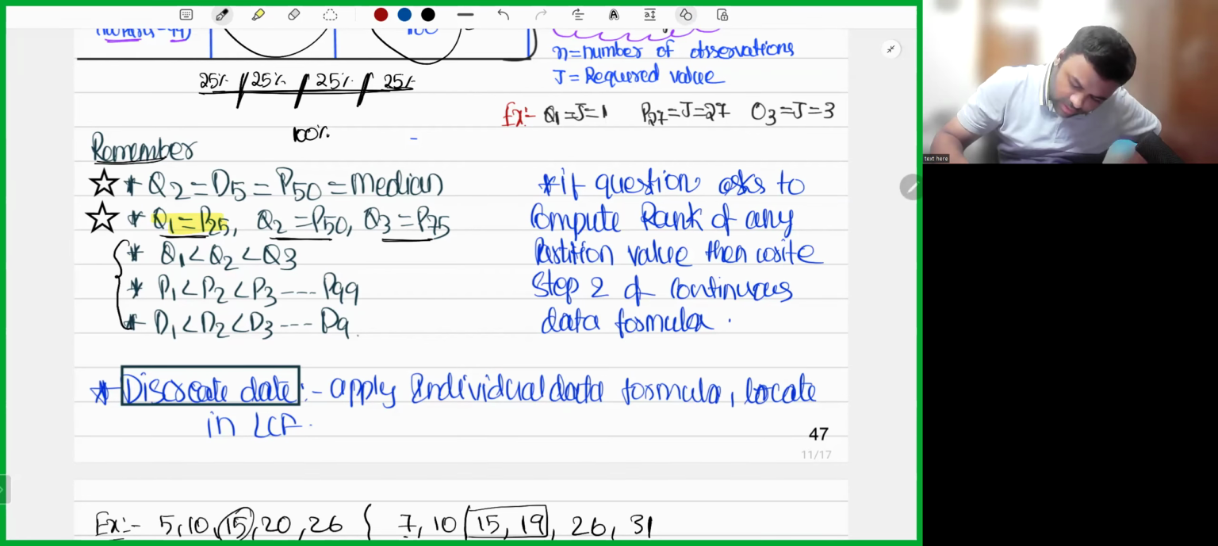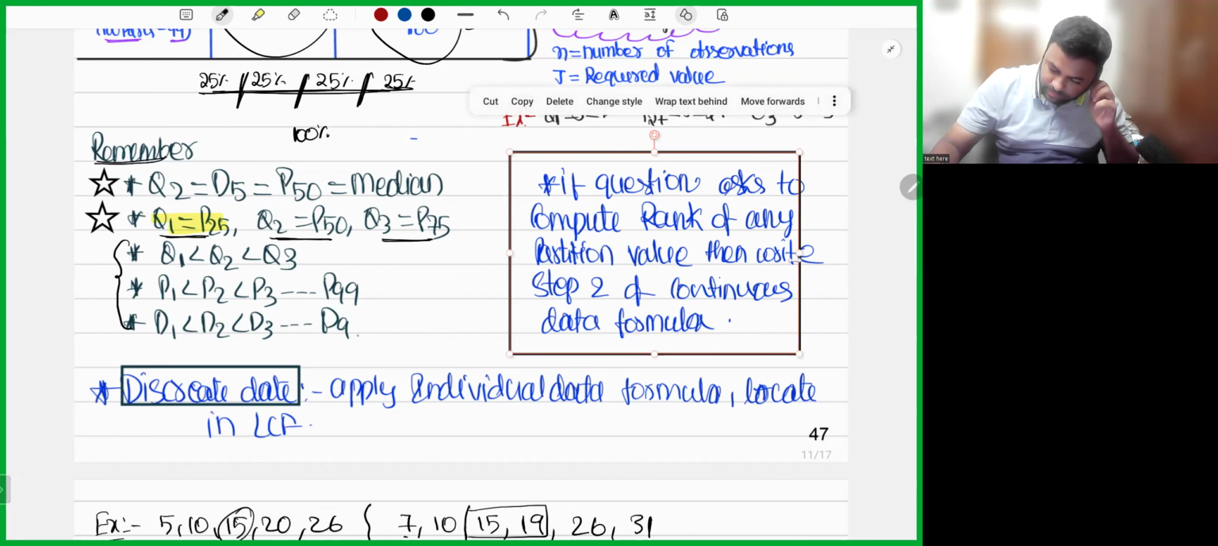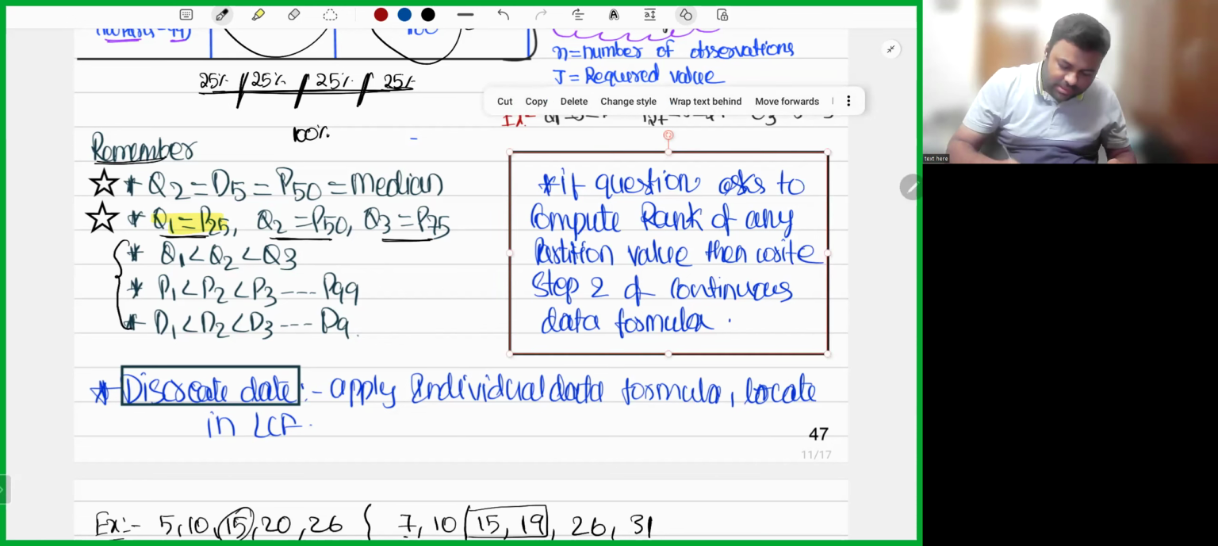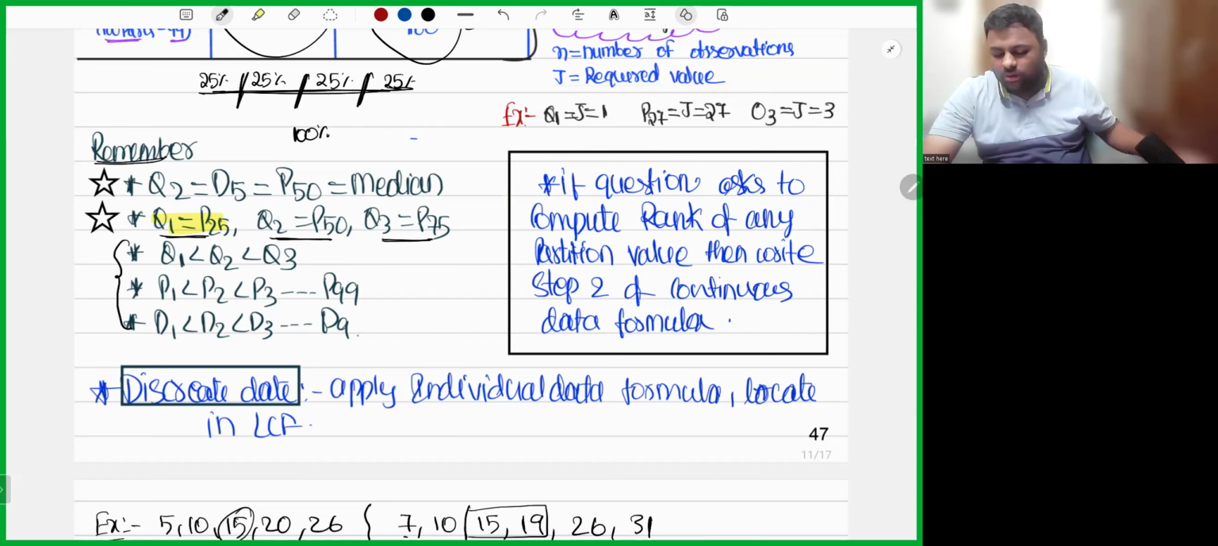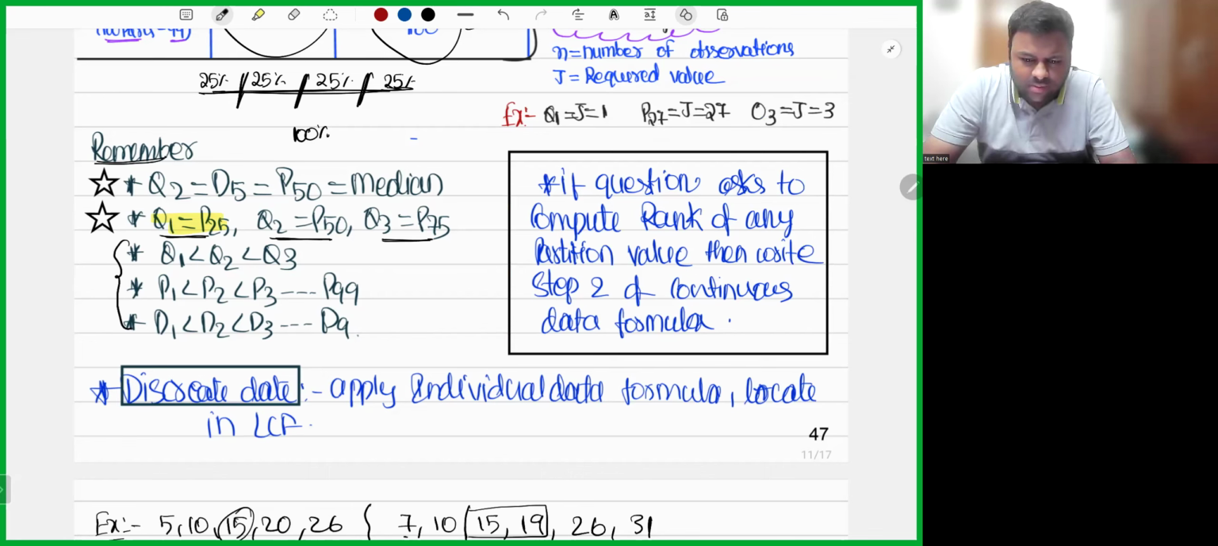Now, this one, I'll come back to this point later. Give me some time. Now, my dear friends, we understood how to calculate quartiles. This is octile, which you don't have in your syllabus. This is quartile, percentile, and this is octile. CMA people have that, but CA people don't have that in the syllabus.